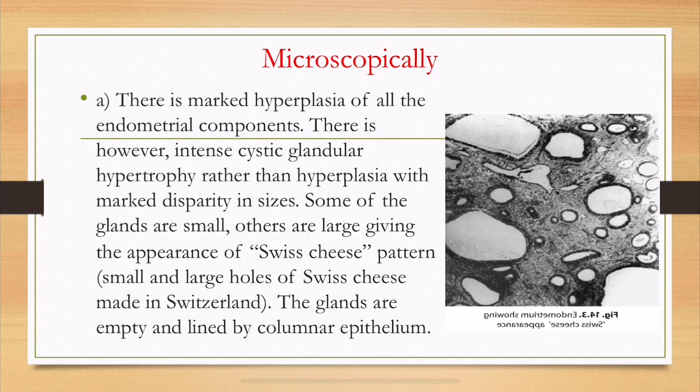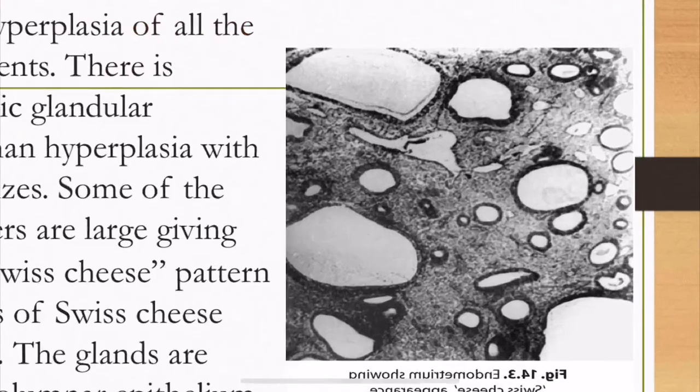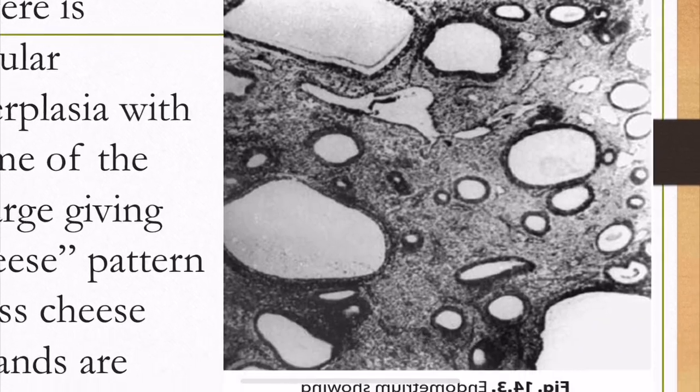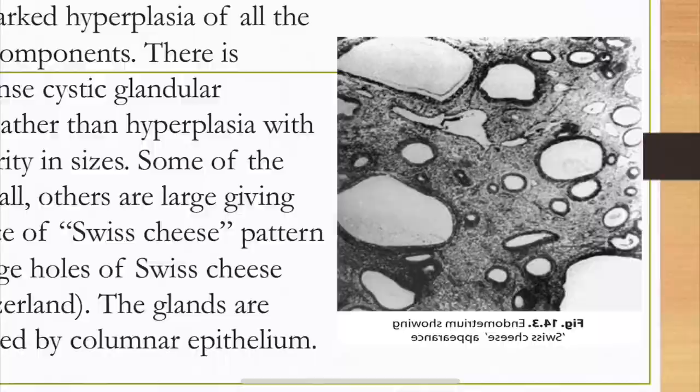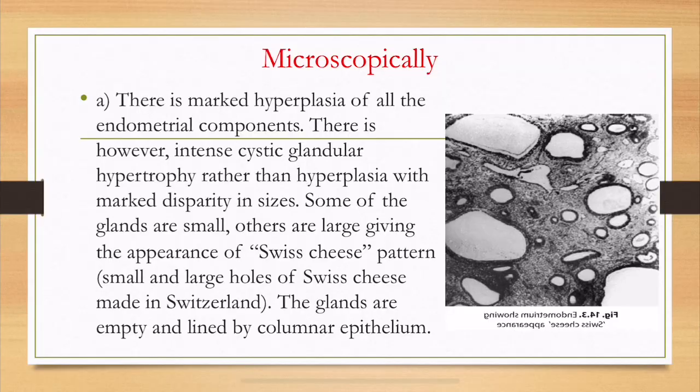Why is it called a Swiss cheese pattern? It is because some of the glands are small and some of them are large. There is disparity in the sizes of the glands. These glands are empty and they are lined by columnar epithelium. You can see the picture here. It looks like Swiss cheese. These glands are empty, small, large in number and lined by columnar epithelium.